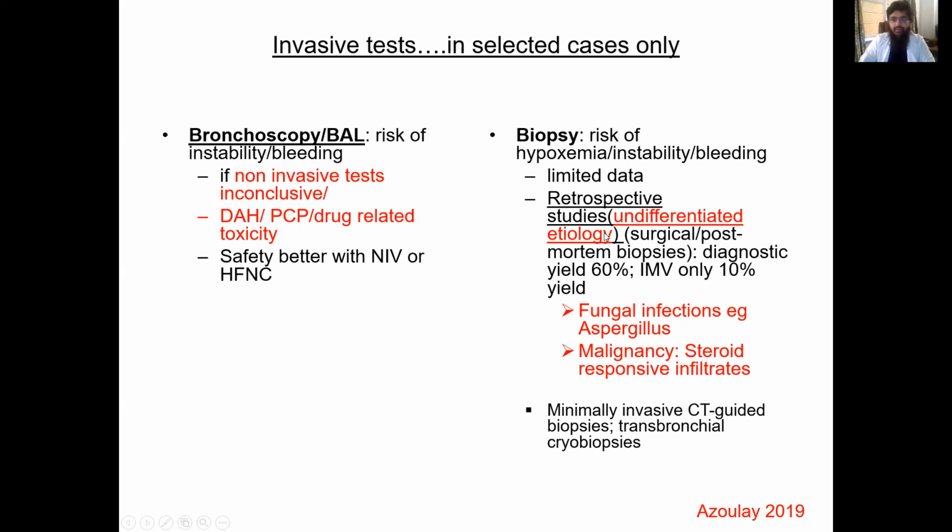In retrospective studies with undifferentiated etiology, it was found that fungal infections and steroid-responsive chemotherapy toxicities were found in many patients. So this could be one of the roles: if the patient is not improving and you want to diagnose the etiology, then a biopsy can be done. Most of the studies found, although retrospective, fungal infections and steroid-responsive chemotherapy toxicity in such cases.